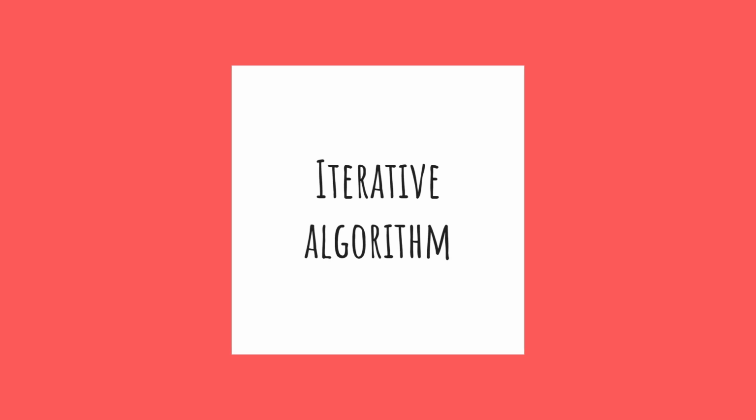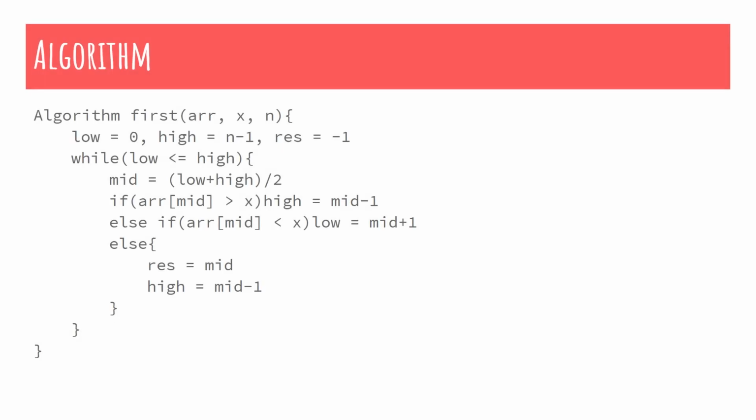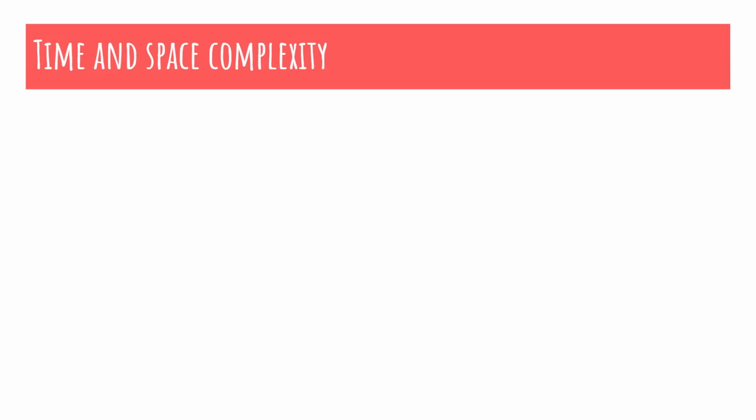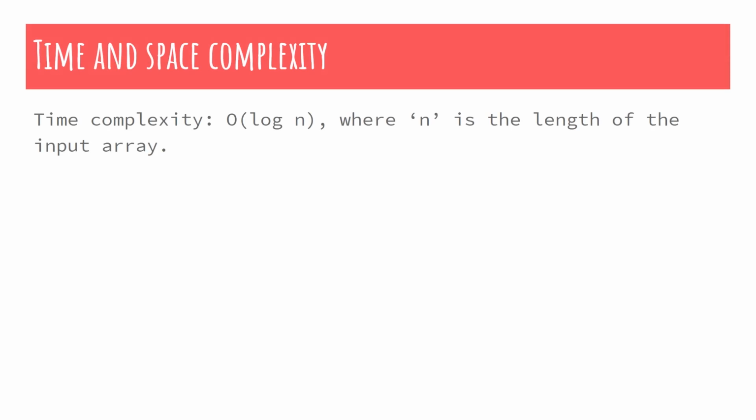This approach remains the same, but instead of using recursive calls, we perform iterations and modify the value of low and high variables. We repeat the same with slight modifications to obtain the last occurring index. Time complexity is order of log n, whereas the space complexity is reduced to order of 1.